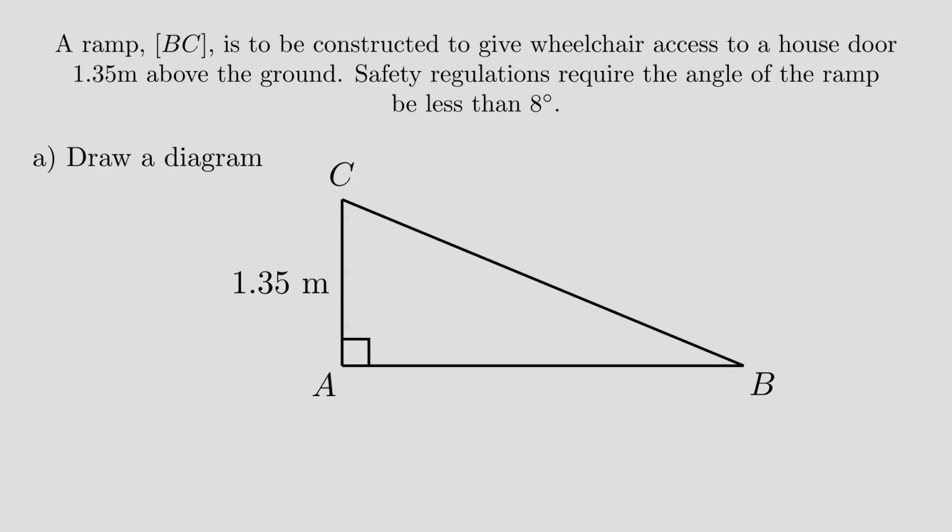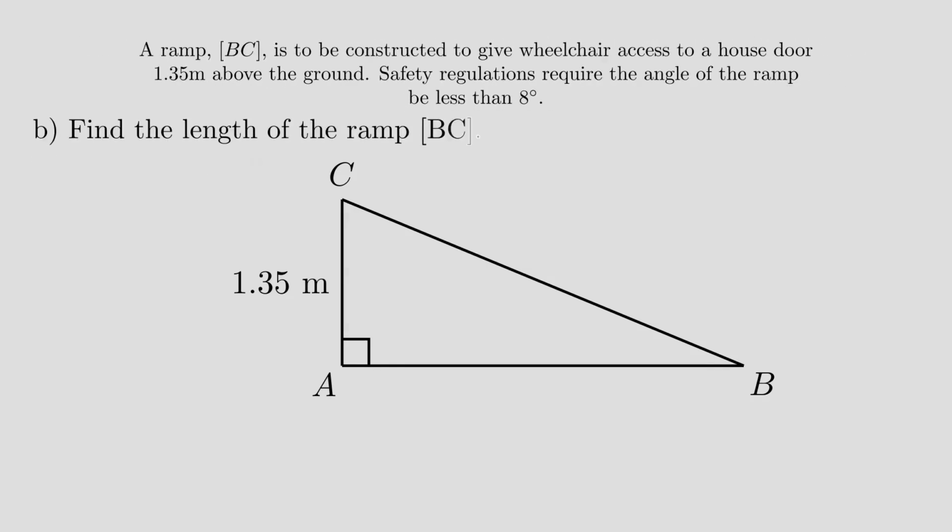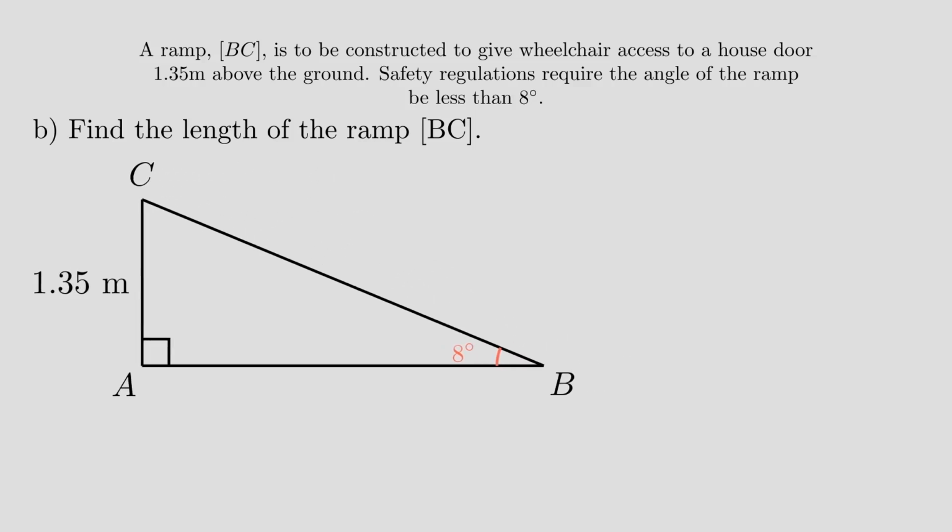Now we form a right angle triangle and the vertical height AC is 1.35 meters. The ramp itself is the hypotenuse BC. The angle the ramp makes with the ground, angle ABC, is our angle of elevation. For part B, we need to find the length of the ramp, BC. If the angle is exactly 8 degrees, let's think SOHCAHTOA.